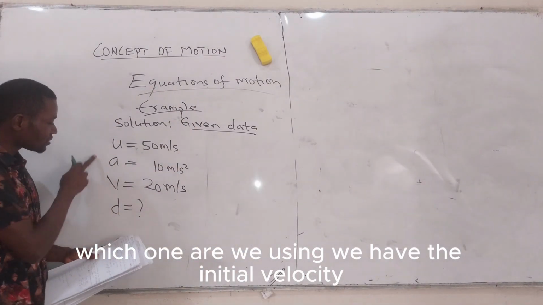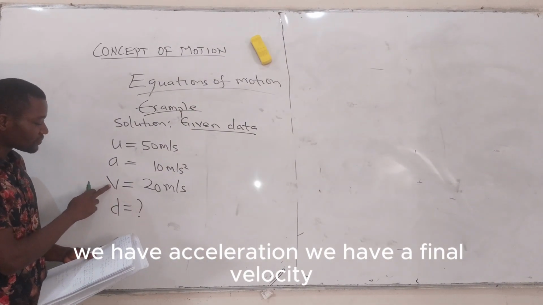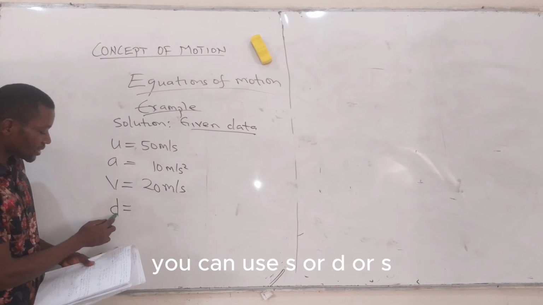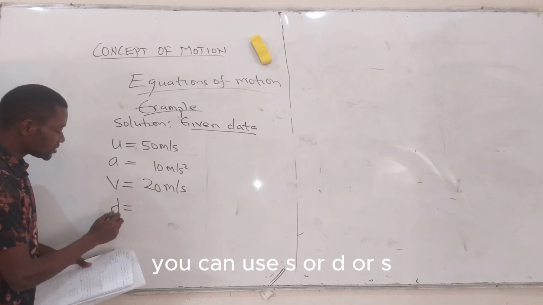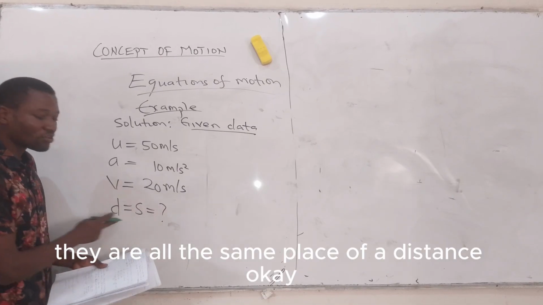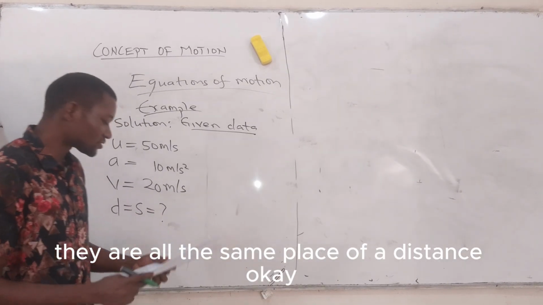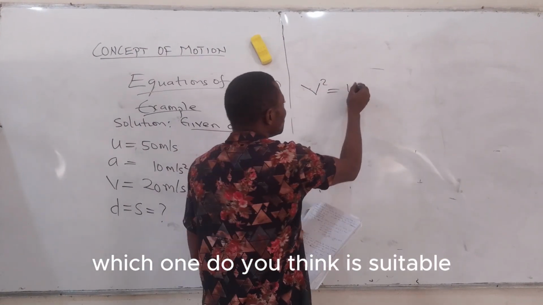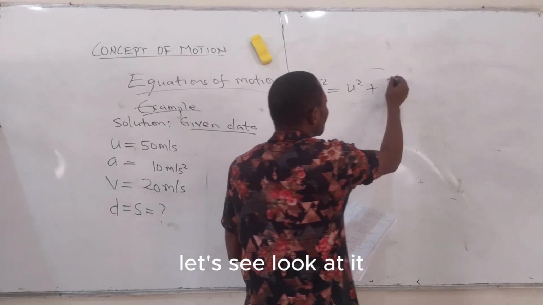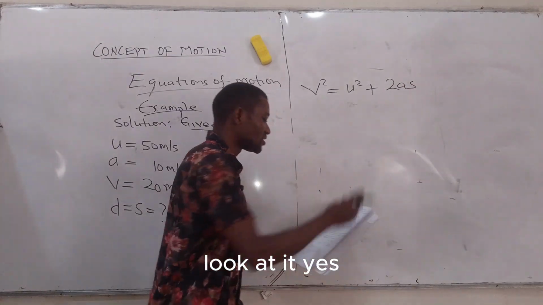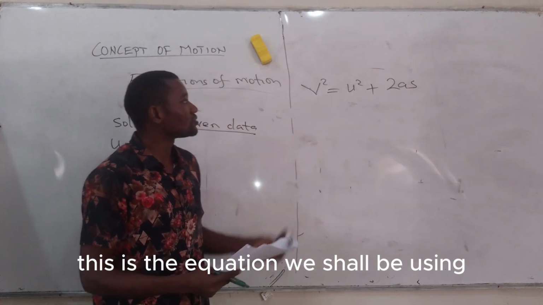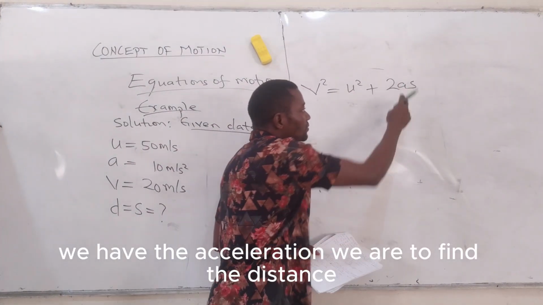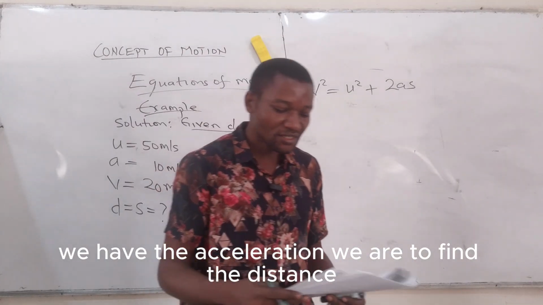We have the initial velocity, we have acceleration, we have a final velocity, then we have to find the distance. You can use S or D, they are all the same in place of distance. Looking at the four equations of motion, which one do you think is suitable? Yes, this is the equation we shall be using. We know the final velocity, the initial velocity, and the acceleration, and we have to find the distance.